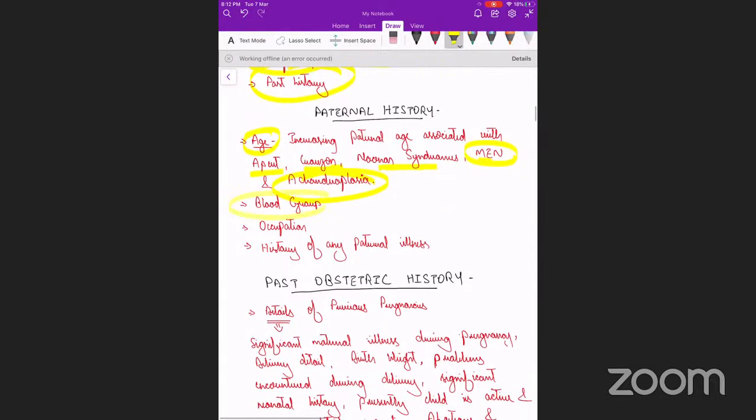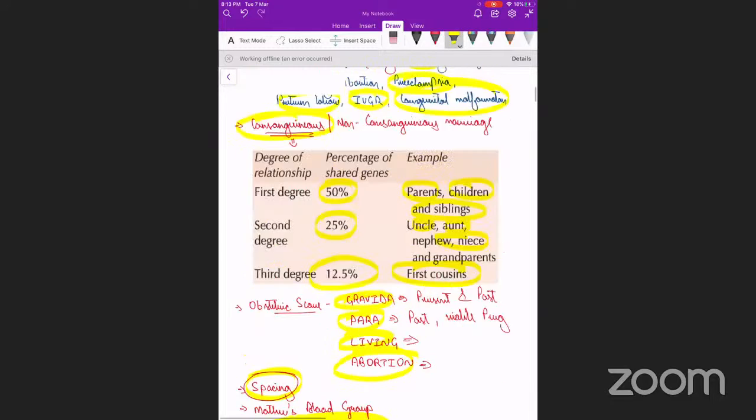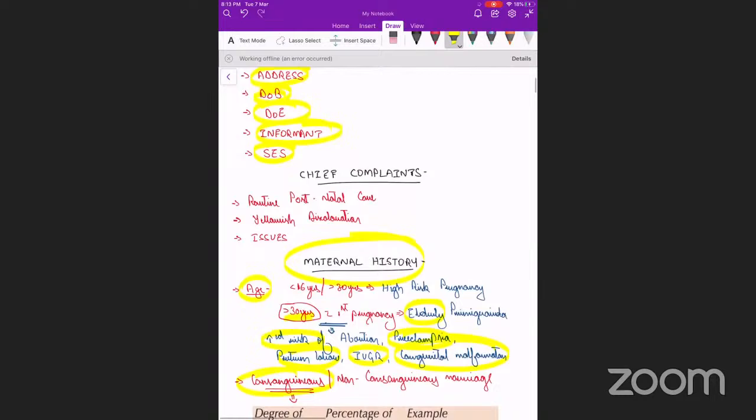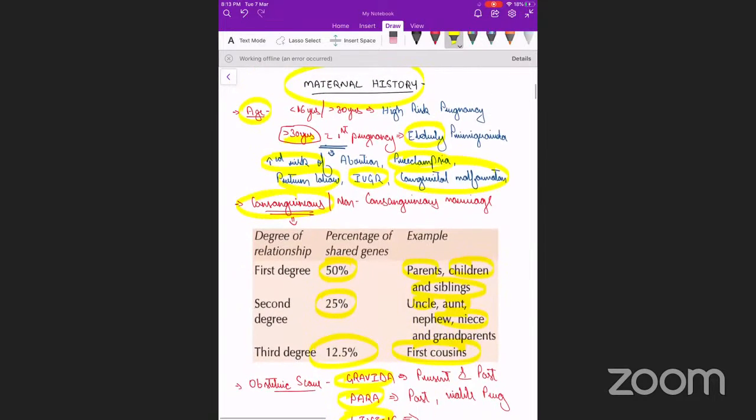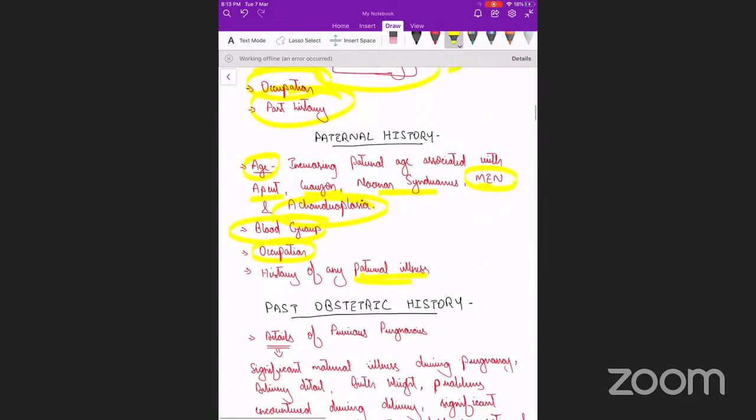Next, again, blood group is important. We've already seen why it is important. Occupation of the father is important, and any history of paternal illness. So this is the paternal history. Demographic details we have to see, then the chief complaints. Then we start with maternal history, then we go to the paternal history.